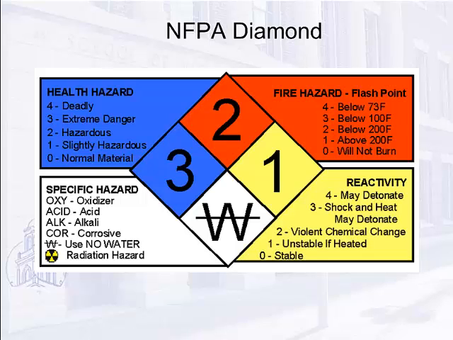The bottom quadrant is reserved for special hazards. An example here is a W with a line through it. This indicates a material never to be combined with water. You should never fight a fire in this area with water. This is called a water-reactive chemical. For the fire hazard, anything with a rating of 3 or 4 would indicate that the chemical is a flammable liquid, while a chemical with a rating of less than 3 would be considered a combustible liquid.